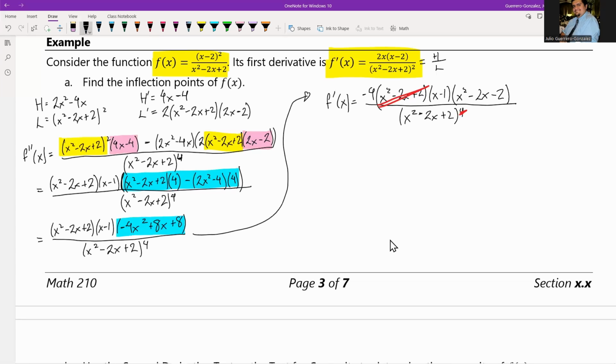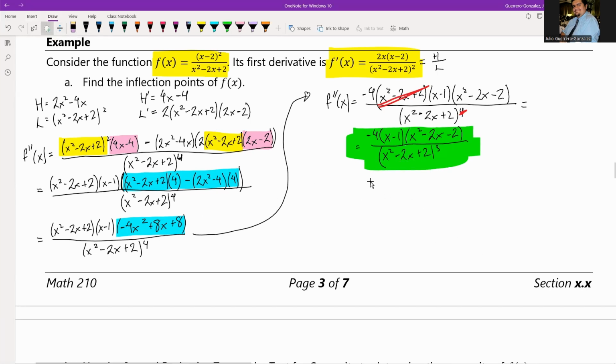So our final f double prime is going to be equal to, actually let me write it down here. Minus 4, let me make it a little smaller. Minus 4, x minus 1, x squared minus 2x minus 2 all over x squared minus 2x plus 2 cubed. We are done. We found our second derivative.